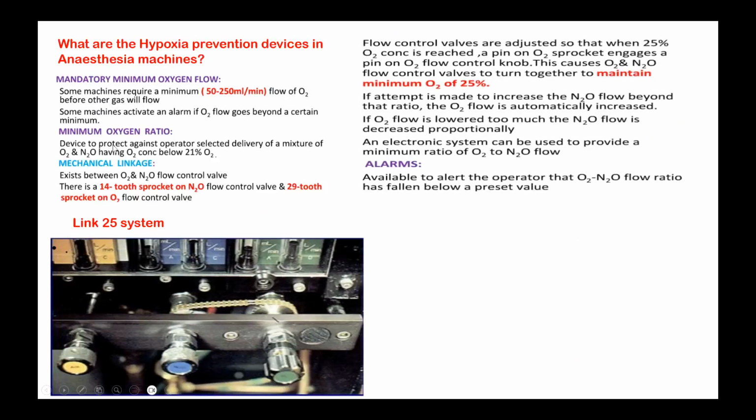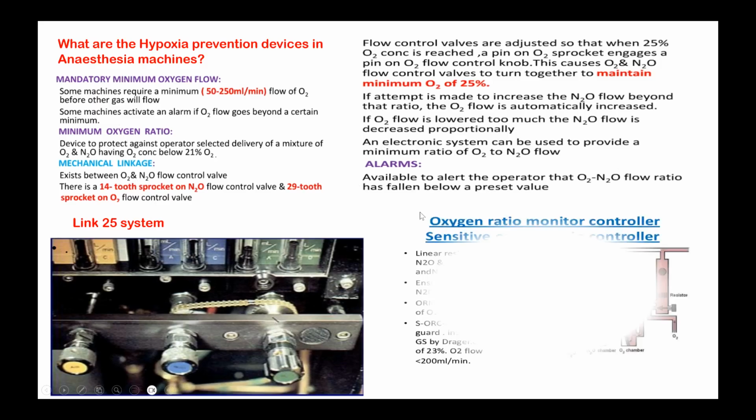Other hypoxia prevention methods include the minimum mandatory oxygen flow. Some machines require a minimum of 50 to 250 ml of oxygen flow before other gases start flowing, so you are always ensured of a minimum of 250 ml of oxygen, and some machines activate an alarm if oxygen flow goes below a certain minimum. And there is another, the minimum oxygen ratio, where you have more than 21% oxygen available, and this mechanical linkage is the Link 25 system. So these are all the measures to prevent hypoxemia.